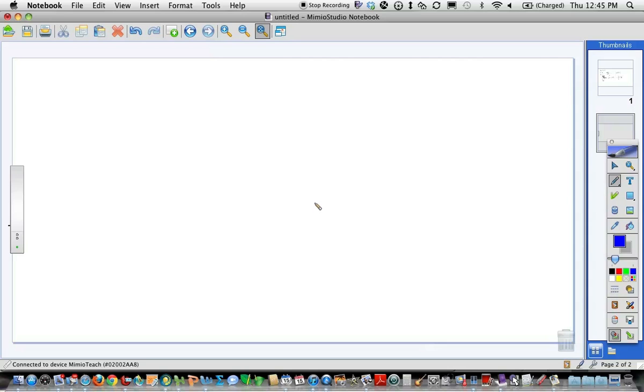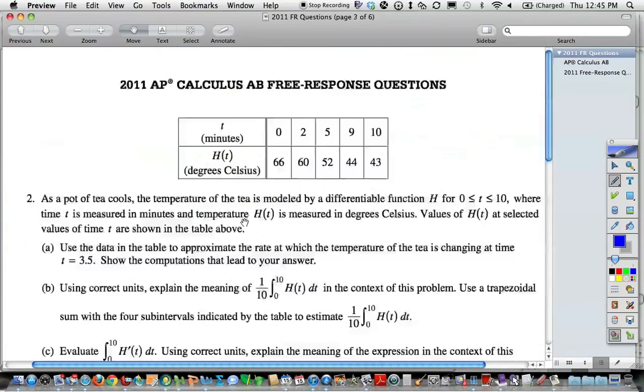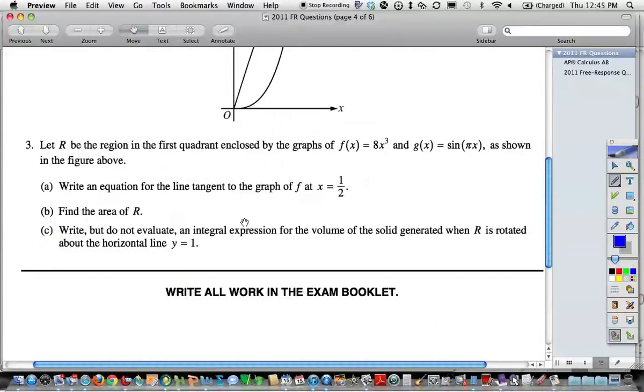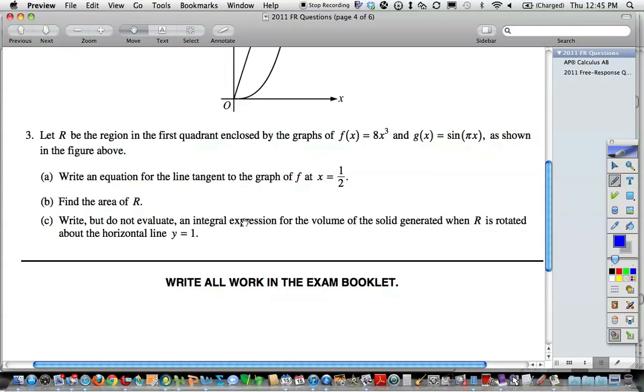Number 3. Write the equation of a tangent line. See this? Think this AP test is going to be hard? This isn't going to be hard. This is easy. What do we need to write the equation of a tangent line?